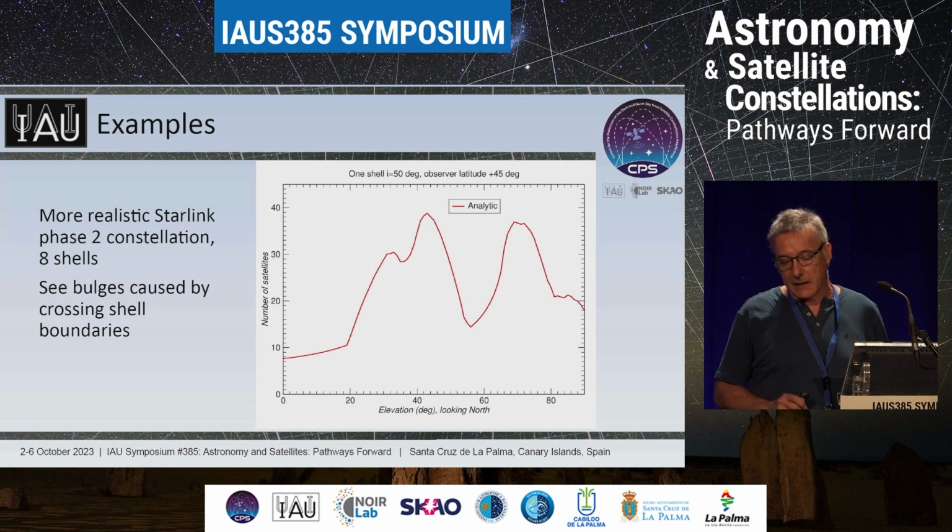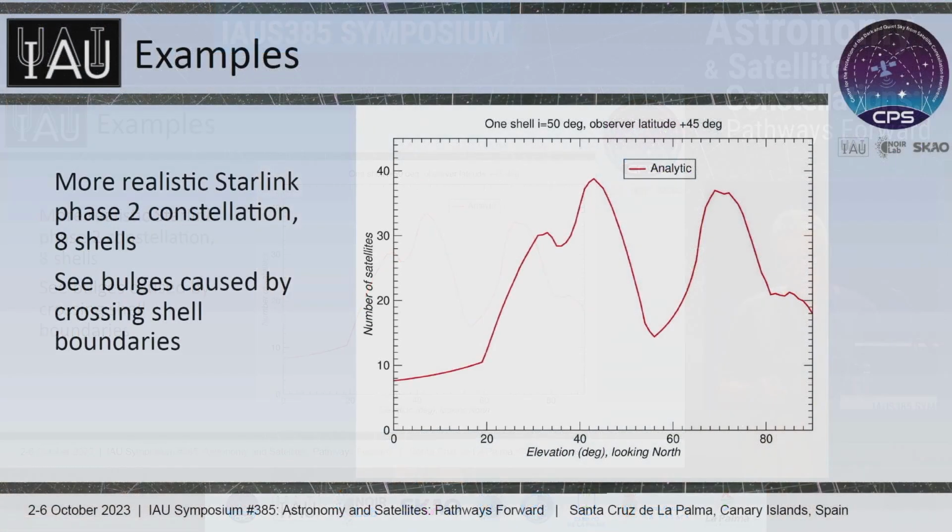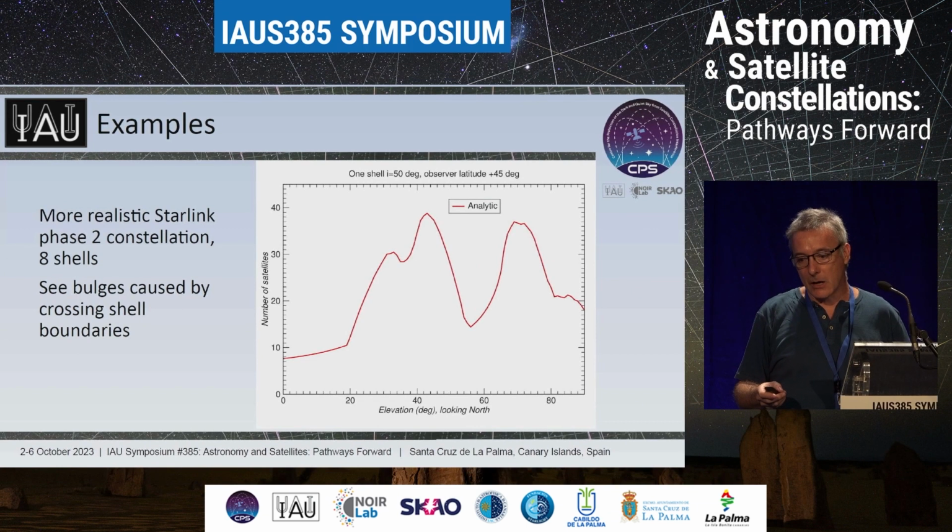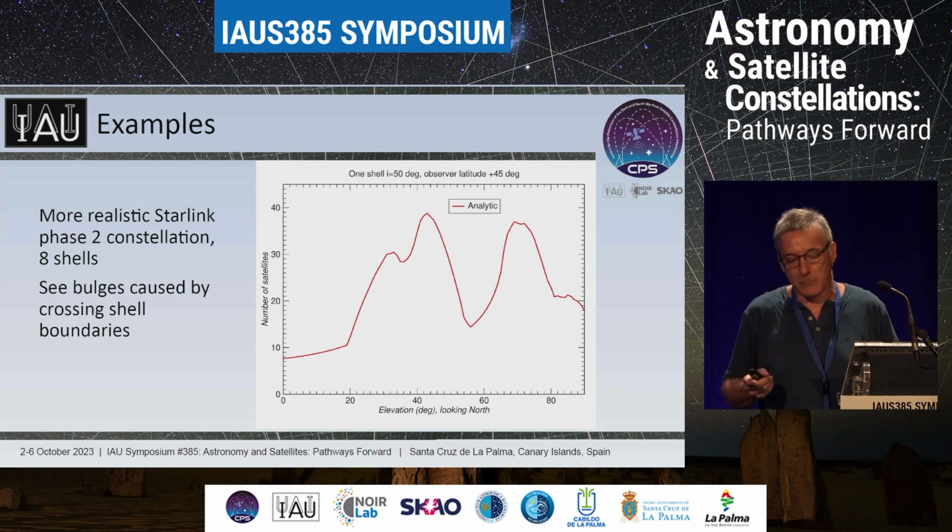And this is a more realistic simulation for the Starlink Phase 2 constellation. Here you saw one shell, but that is not the real case. Here we have the Starlink 2 constellation with 8 shells, all right? And from an observatory at 45 degrees latitude. And here you see, as you go from the horizon at the north to the zenith, how the field of view is crossing all the shell boundaries, and you see those bumps in the number of satellites you have. So the problem we have is highly non-uniform. It was very evident from the Monte Carlo simulations we did years ago, but it is even clearer when we do this with the analytic approach.